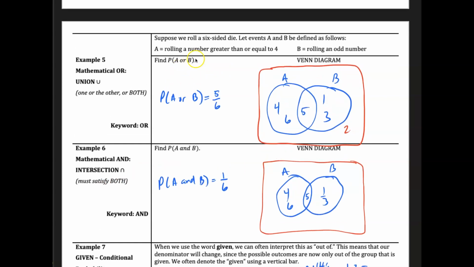And so looking at this here, back to the simple dice event, right? 6 numbers. What's the probability of A or B, which is rolling a number greater than or equal to 4, or rolling an odd number? And so you can see in this situation, these are all the numbers greater than or equal to 4. These are all the odd numbers. And so the probability of A or B happens, right, is the probability that one or other or both occur.